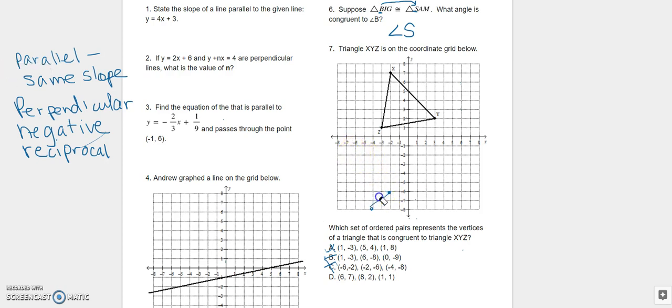That's definitely not congruent. And then I'm going to go with D at 6, 7, 8, 2, and 1, 1. And that kind of has the same shape too, if I could draw my lines correctly. Let's see, so that bottom one goes up 1 and over 1, 2, 3, 4, 5, 6, and this one goes up 1 over 1, 2, 3, 4, 5, 6, 7. All right, so then that makes it not congruent. So the only one that really appeared to be congruent was B.